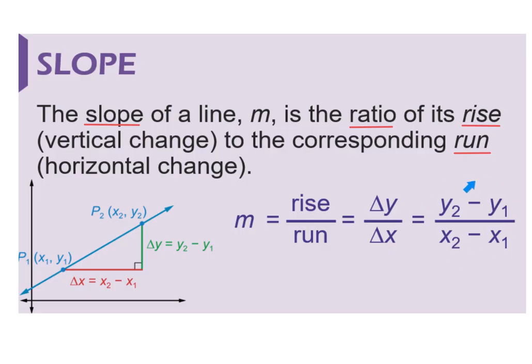Another way that we have written this in the past, very familiar formula, y2 minus y1 over x2 minus x1. So we can find the slope of any line if we are given 2 points by just subtracting the y values, putting that over the x values.